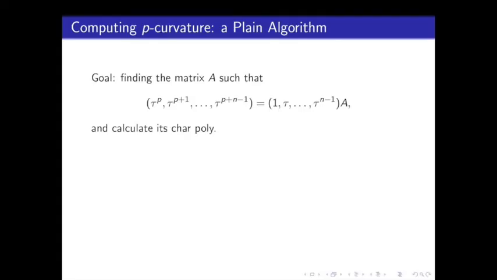Okay, so let's continue to look at how we compute p-curvature. We start with an operator L. We assume it has order n. The map tau to the p has, in its module, 1, tau, up to tau to the n minus 1 as a basis. It also has another basis, tau to the p, tau to the p plus 1, up to tau to the p plus n minus 1. If we can find this matrix A, then this matrix A is the matrix representation of the linear map tau to the p.